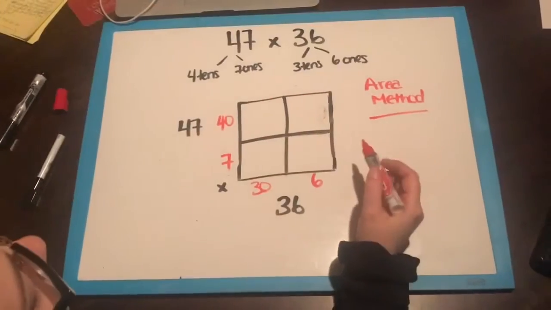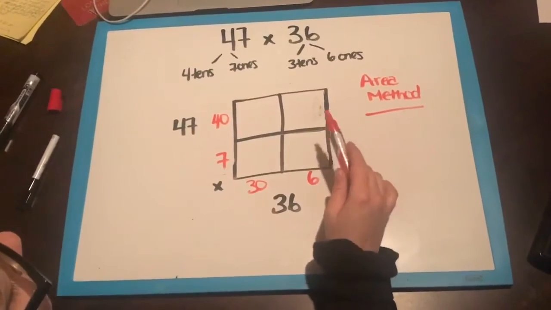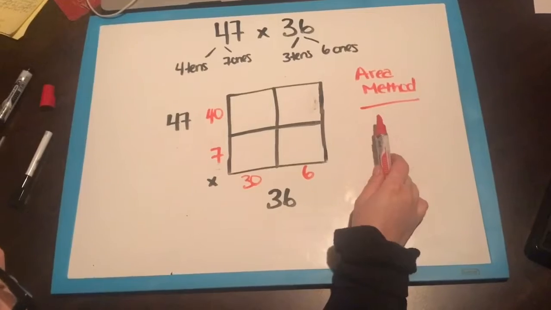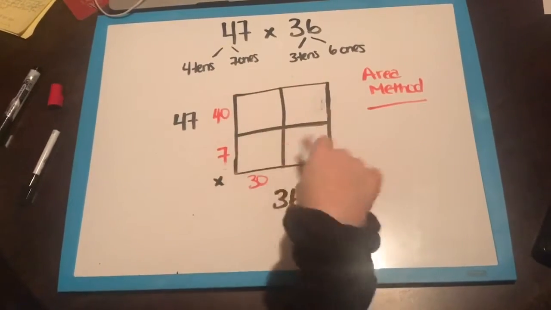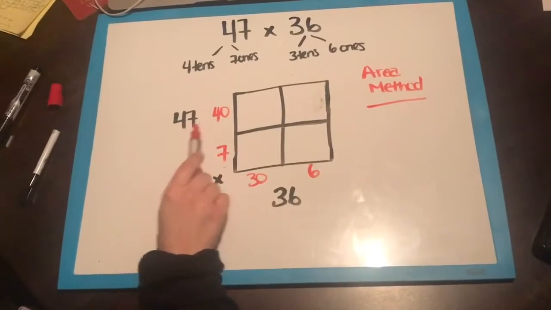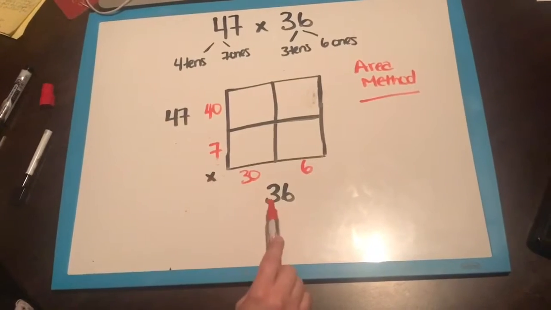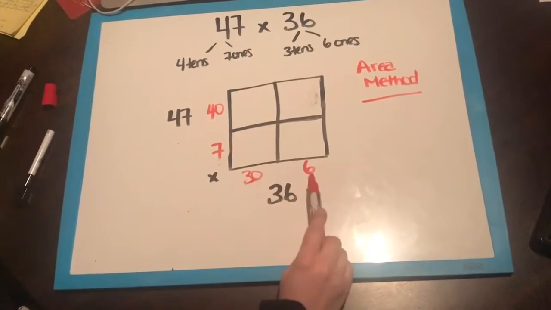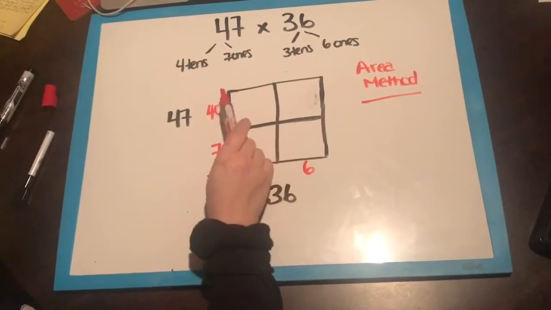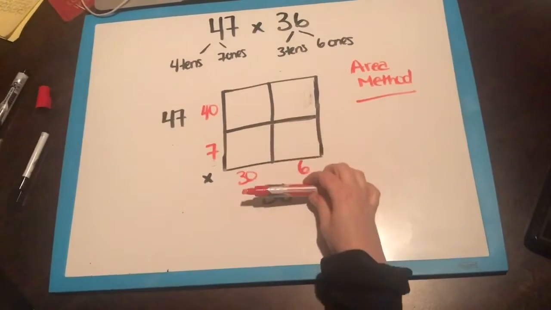So my personal favorite strategy for doing 2-digit by 2-digit multiplication is the area method, which still uses our place values and a grid system. So we basically break down our 47 into 4 tens, which is 40, and our 7 ones, which is 7, times 36, so our 3 tens, which is 30, and our 6 ones, which is 6. So again, we multiply everything on this side of the grid by everything on this side of the grid.